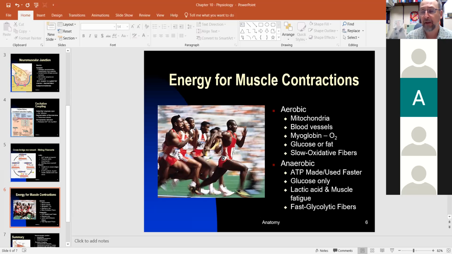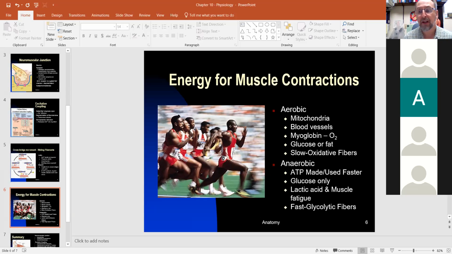And in a very short series of reactions, they break glucose down into first pyruvic acid and then lactic acid. And this is a short series of reactions that produces ATP very quickly, but it also produces lots of lactic acid quickly, which changes the pH of the muscle. It uses up glucose extremely fast, and this causes muscle fatigue.